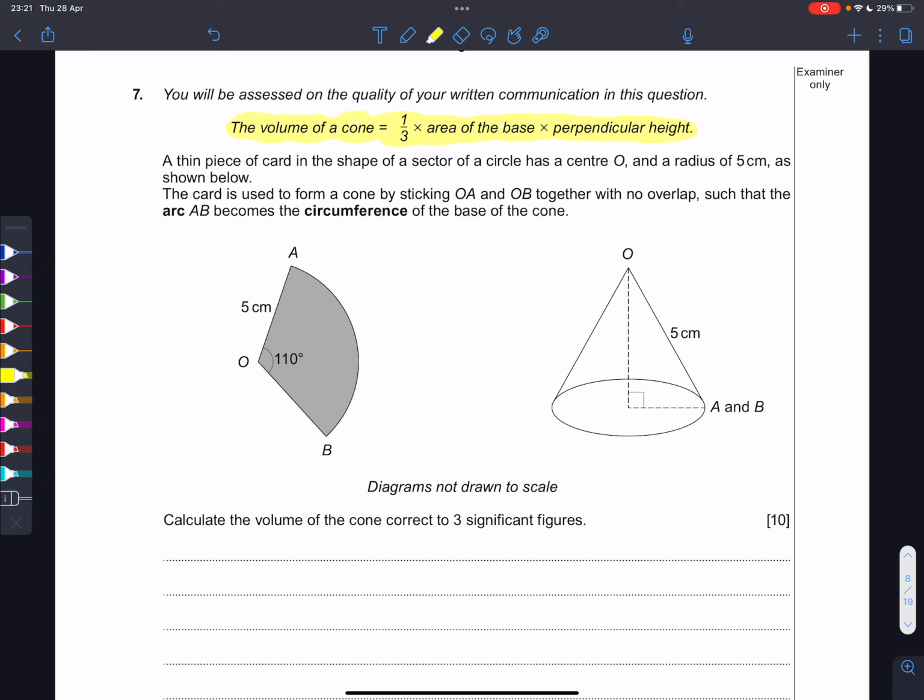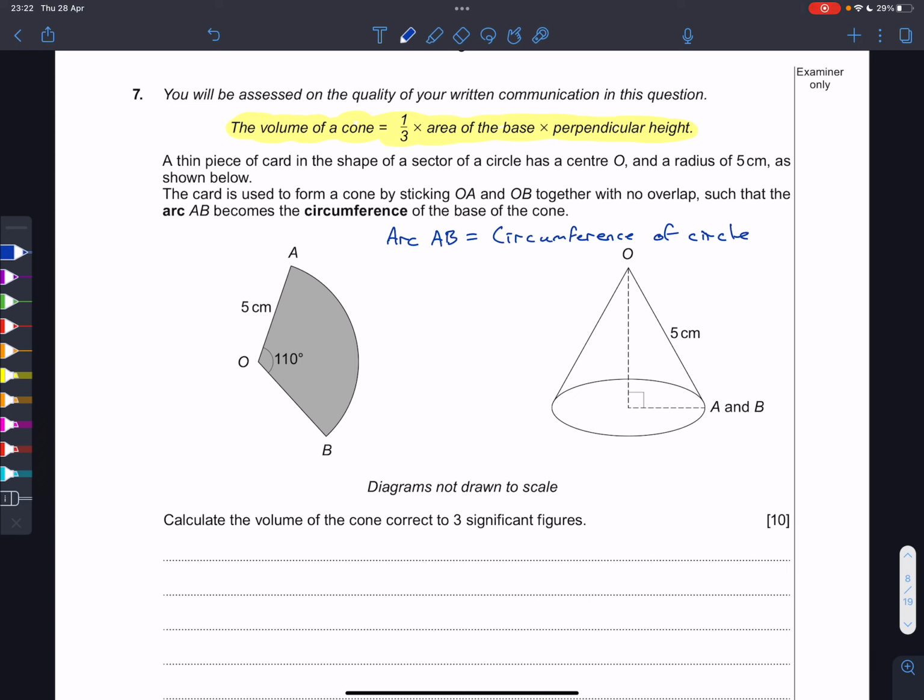So a thin piece of card in the shape of a sector has a centre O and a radius of 5, as shown below. The card is used to form a cone by sticking OA and OB together, with no overlap, such that the arc AB becomes the circumference down there. So we can say arc AB equals the circumference of the circle. Calculate the volume of the cone, correct to 3 significant figures.